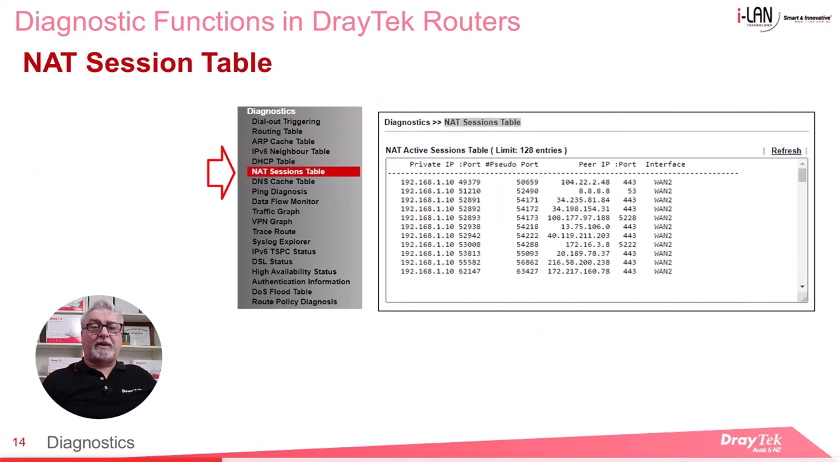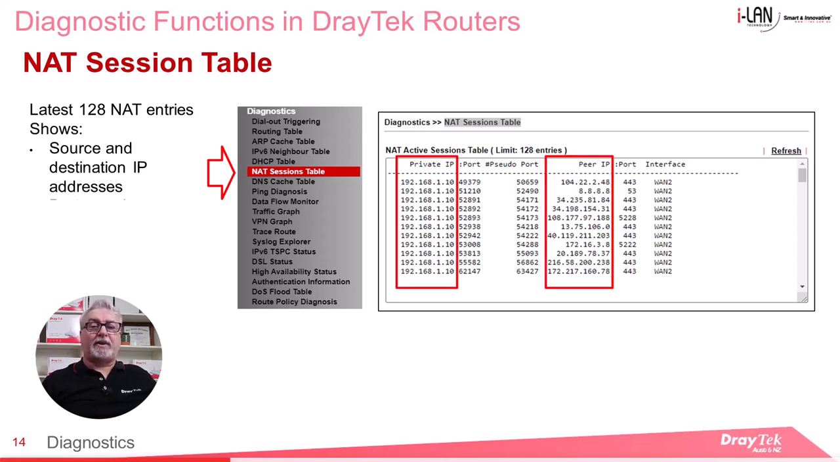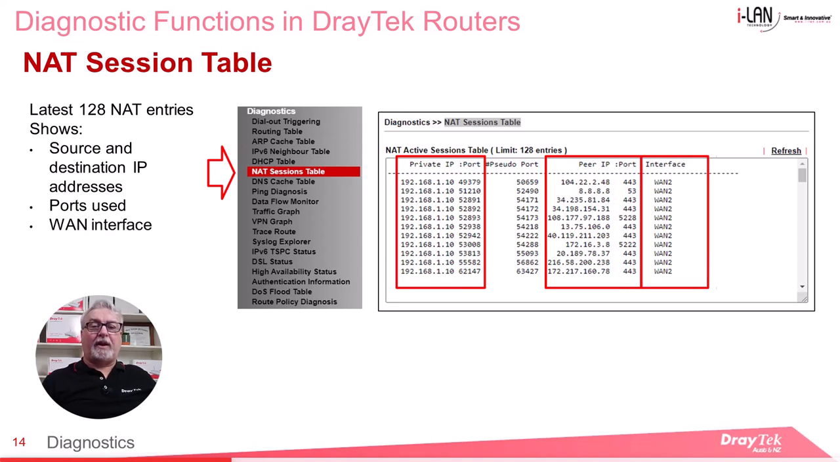Network address translation, NAT, is a mechanism where one or more private IP addresses can share a single public IP address. The latest 128 NAT entries are stored in the NAT session table. It shows the source and destination IP addresses and ports used, as well as the WAN interface.